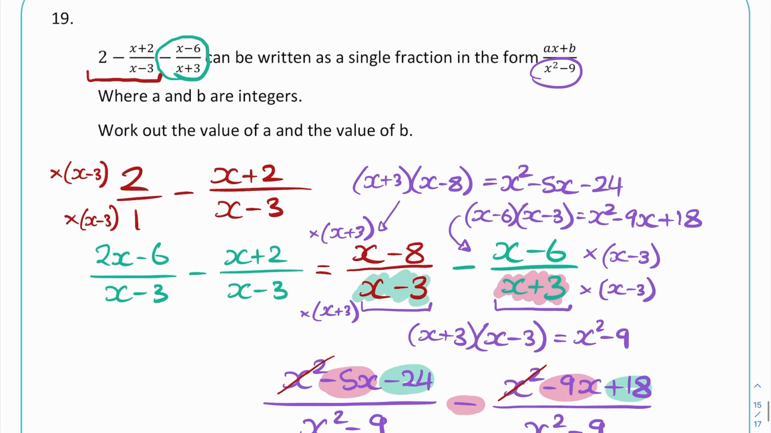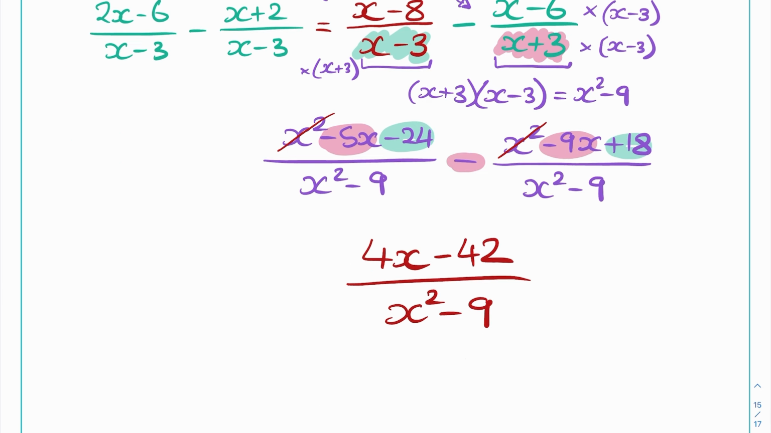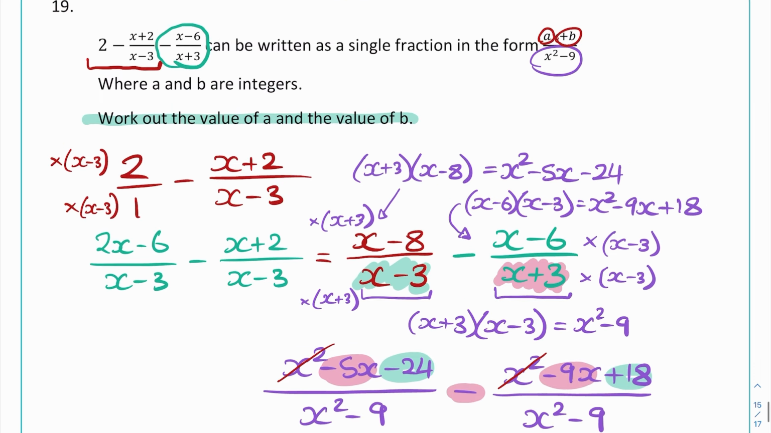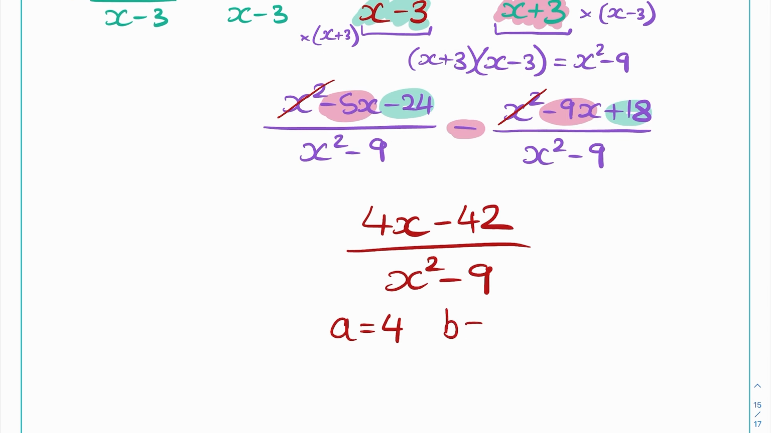So it says also, almost missed that, work out the value of a and the value of b. So looking, the value of a is the number in front of x, the value of b is the number at the end, and there is a plus there. So let's just have a look. In front of x we have a 4, so a equals 4. And b, as it says plus b, we are going to have to incorporate the fact that it's negative, so b equals negative 42.